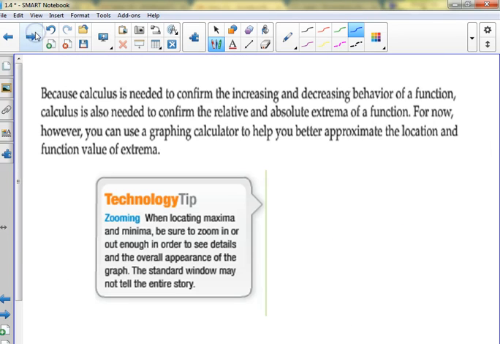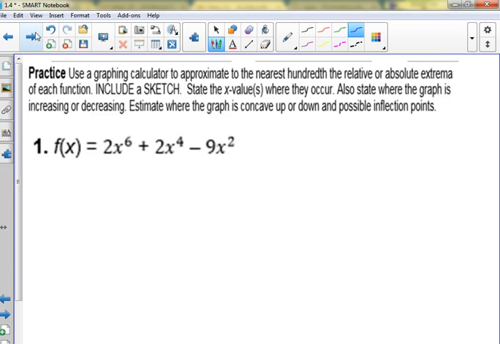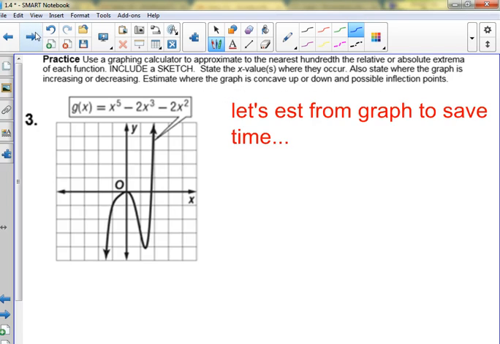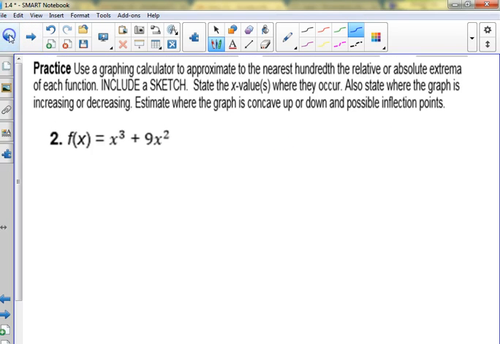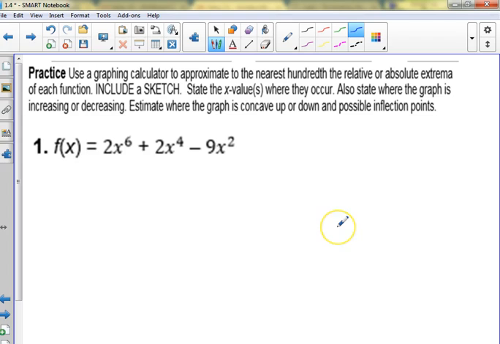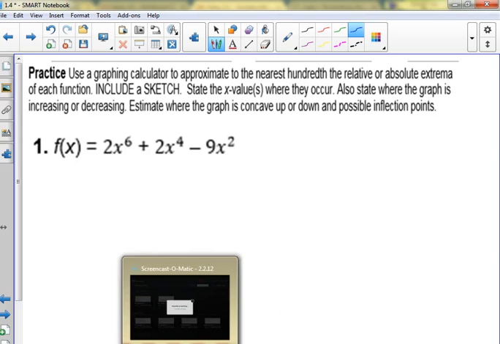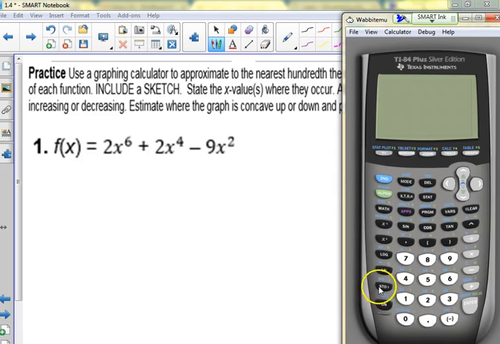All right. Now, that takes us to practice. I'm going to skip all this other stuff, and I'm going to try, all right, let's try number 1. See how far we can get. We still have almost 5 minutes.